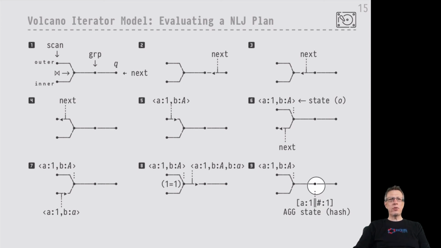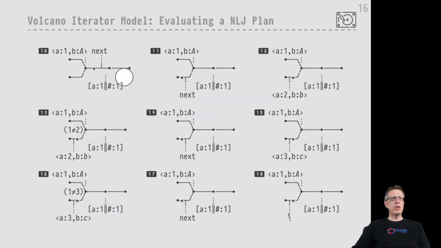So the next thing that will happen is not to pass anything back to the root here. Instead, we will demand the next input from our subordinate plan, and we will perform the next call down to this join operator.